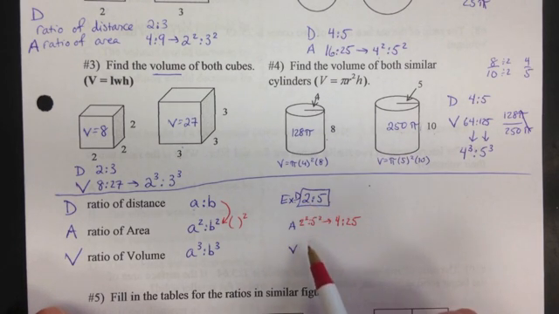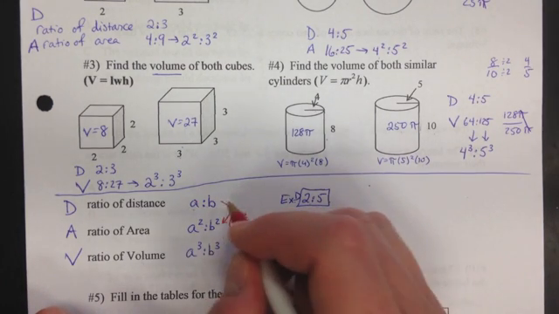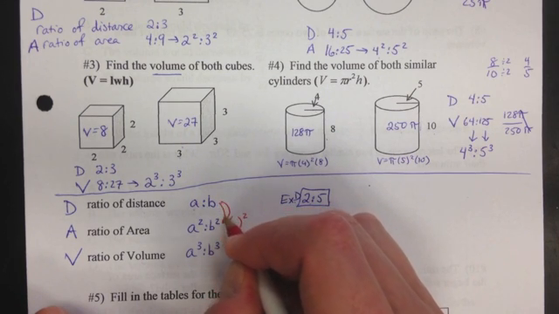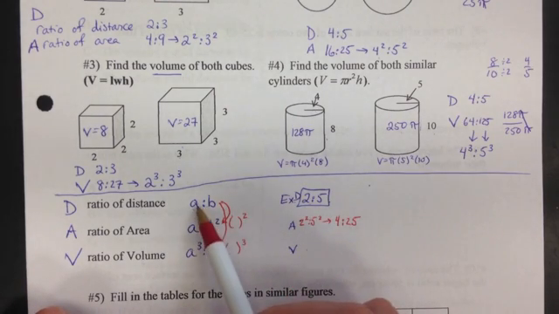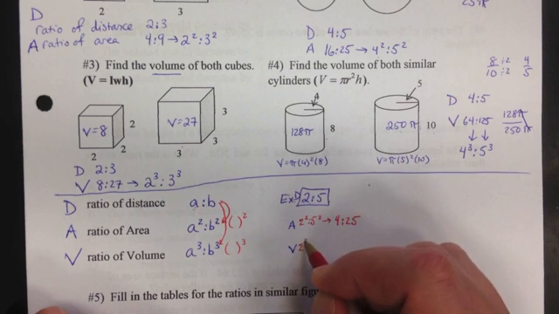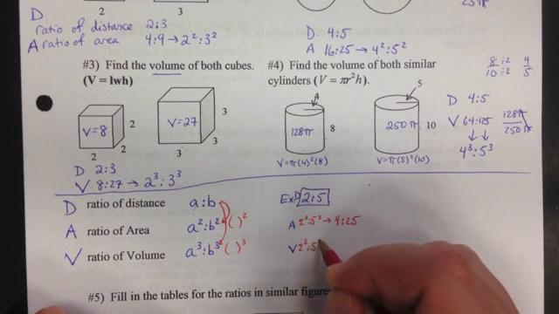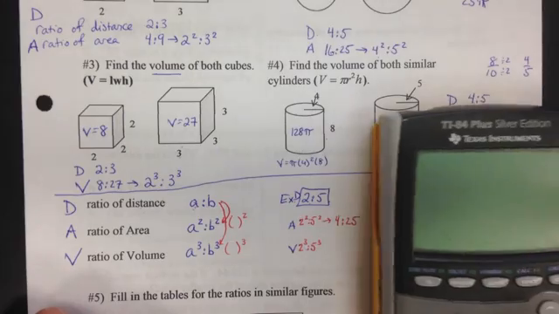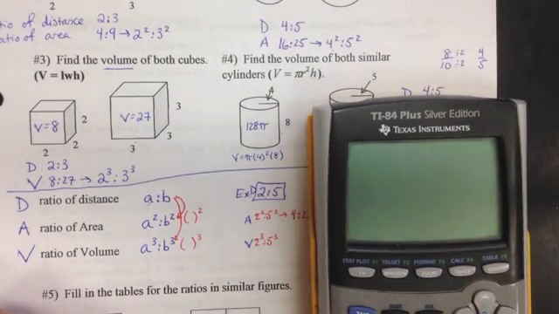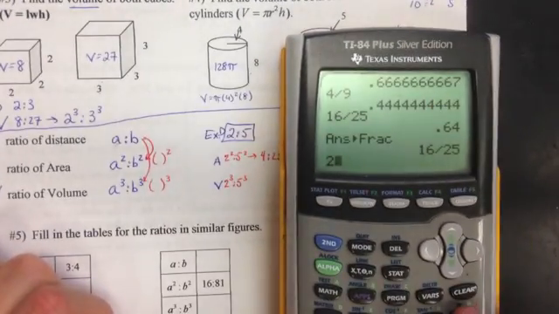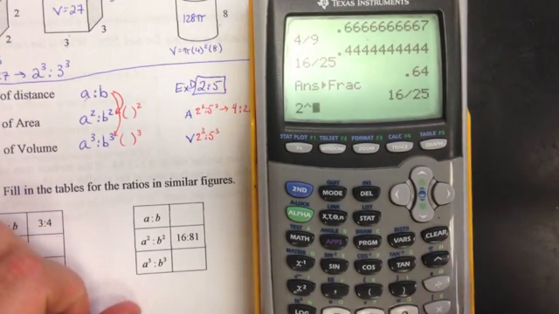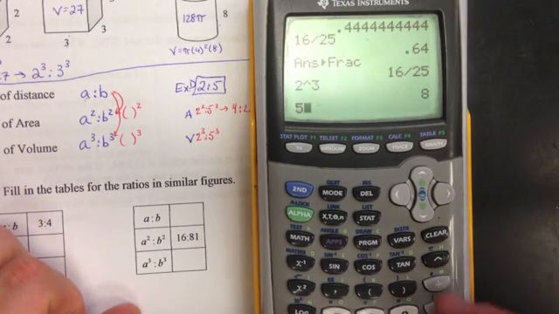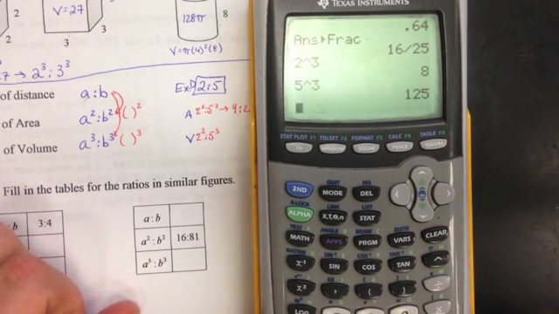How do I go from distance ratio to volume? So to go from A to B, to A cubed to B cubed, I'm going to cube both of my numbers, A to the third, B to the third. So I'm going to take the 2, I'm going to raise it to the third power. I'm going to take 5, I'm going to raise it to the third power. So 2 to the third, that's 2 times 2 times 2, but I can also use my exponent button there. 2 to the third is 8, and 5 to the third is 125.